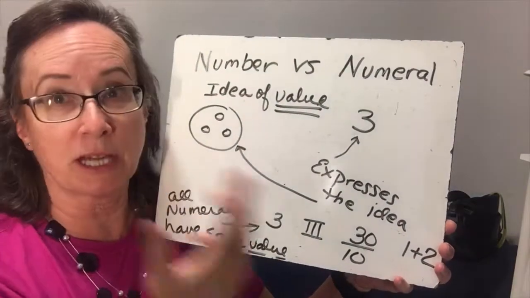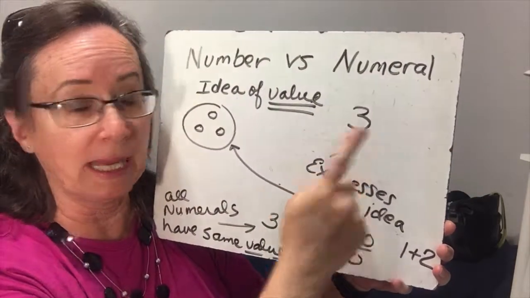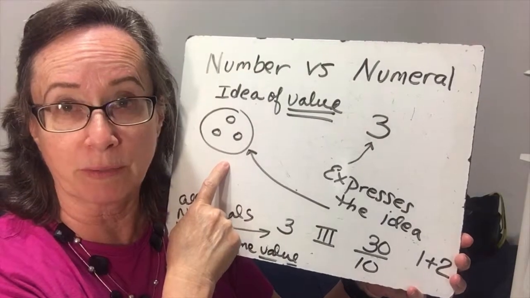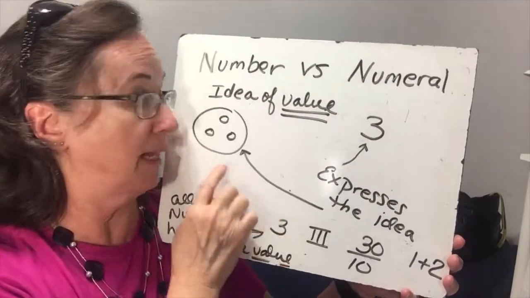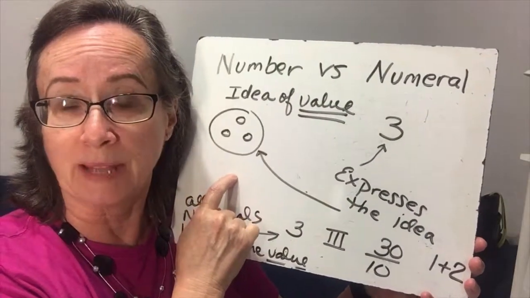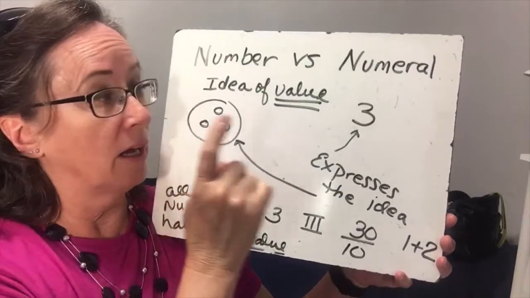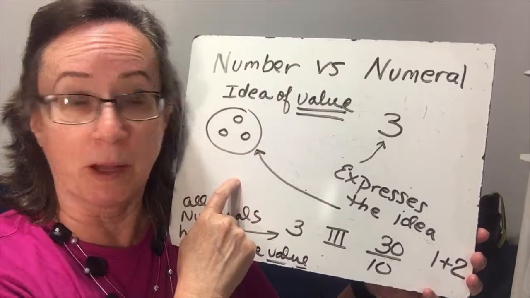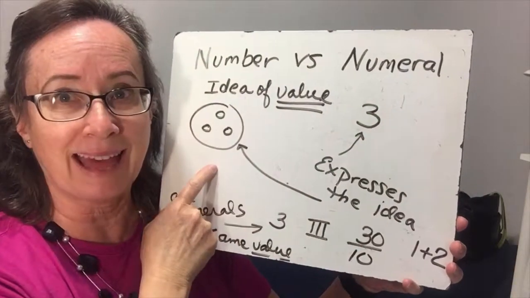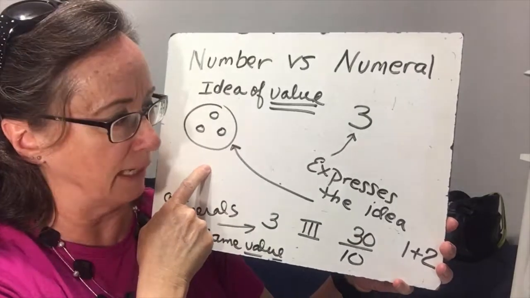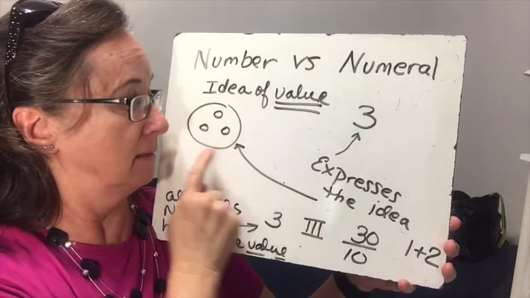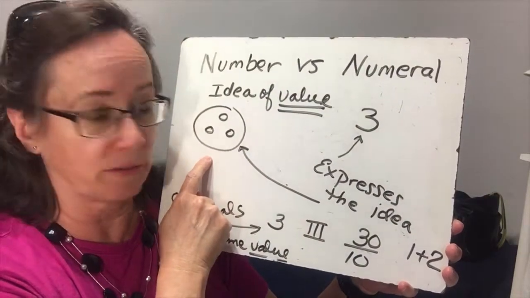Okay, so here if we're talking about the numeral 3 and the idea of the number 3, we could draw the number 3 in several different ways. We could have 3 pencils or 3 children or 3 apples. But I'm not an artist, so I drew 3 balls. Okay, but here is the numeral 3 that represents the idea or the concept of 3. So the numeral 3 expresses the idea, that is, the value 3, okay?